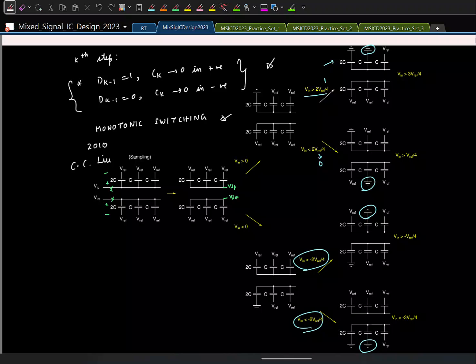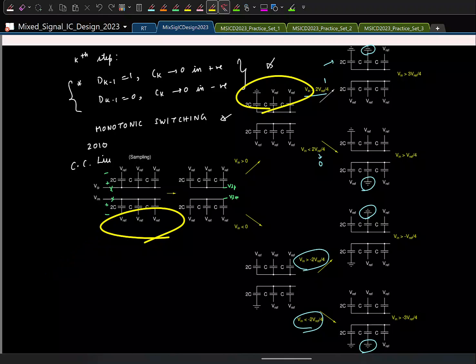So we'll continue from this point, and we'll see how to implement this logic, right? We know this is what we want, but how we are going to switch the capacitors to these reference voltages, that we will see today.